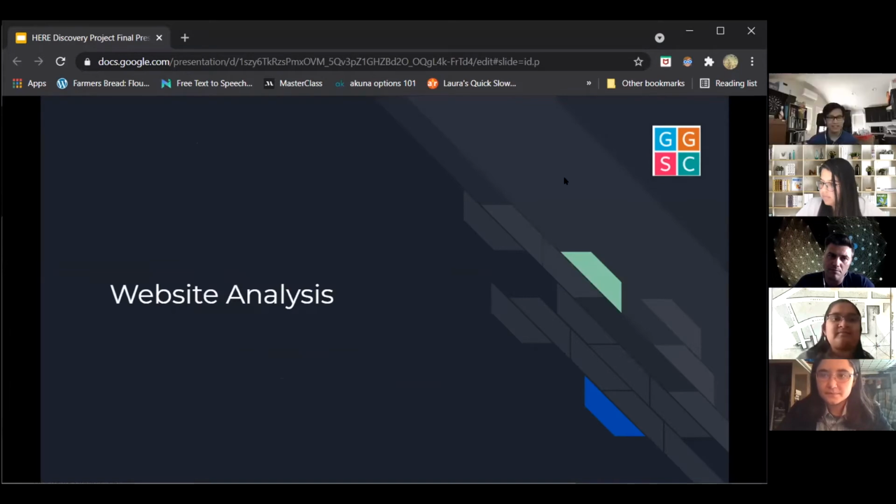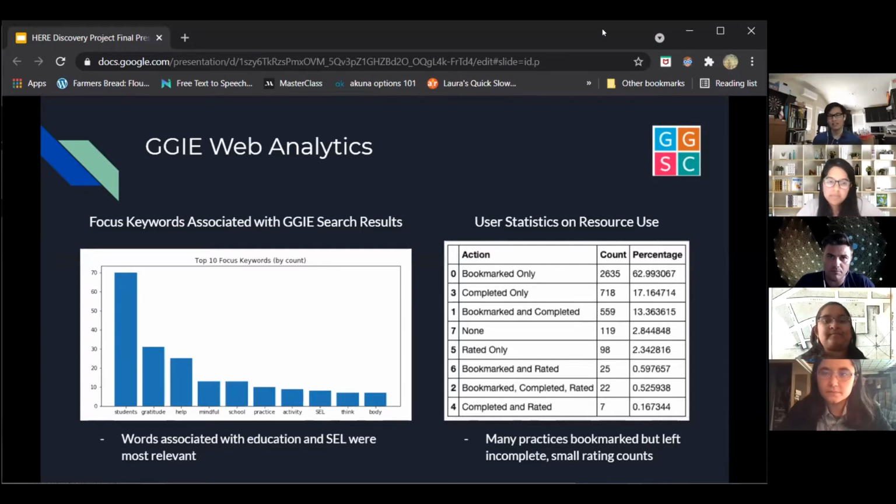All right, so I'll be describing some of the data that we ended up looking at, as well as some of the results that we gathered from our analysis. So we had one team focus our analysis on web analytics. So those were trying to figure out how the practices or resources on the website were being used by users, as well as how the GGIE website itself was appearing online through like Google searches.